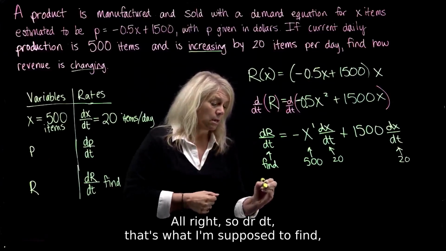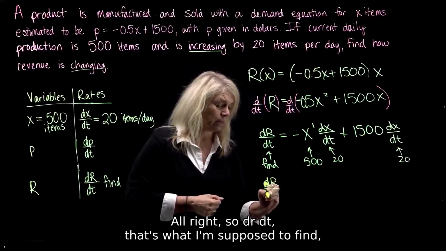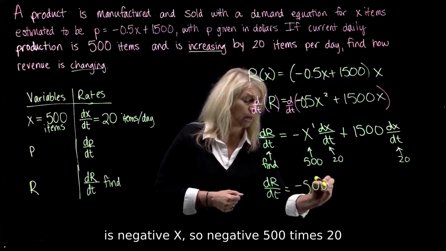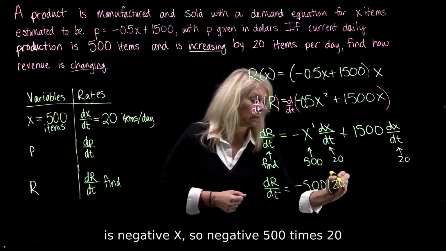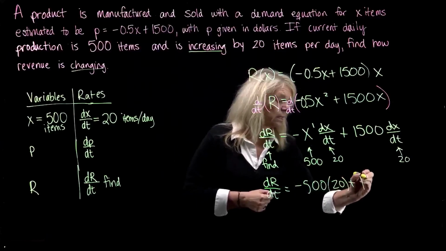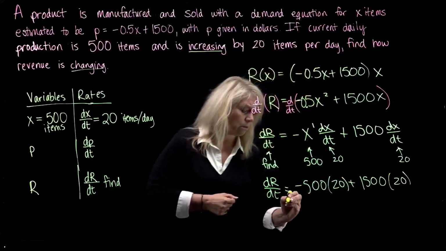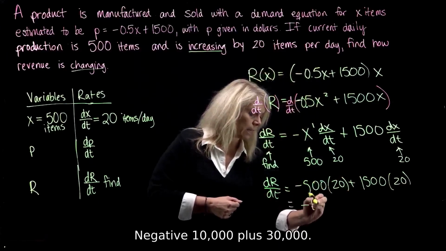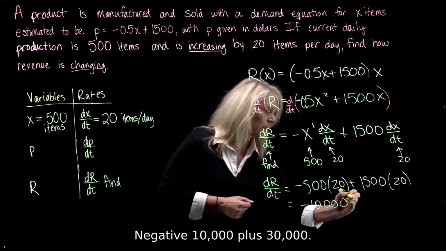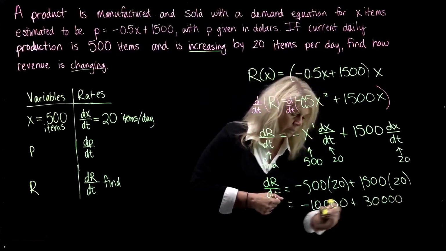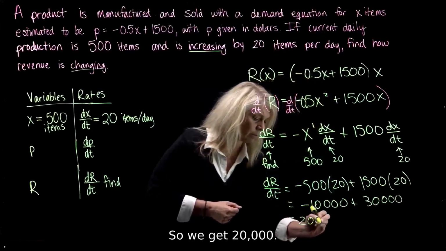All right, so dR/dt, that's what I'm supposed to find, is negative x, so negative 500 times 20 plus 1500 times 20. So what do we get here? Negative 10,000 plus 30,000. So we get 20,000.